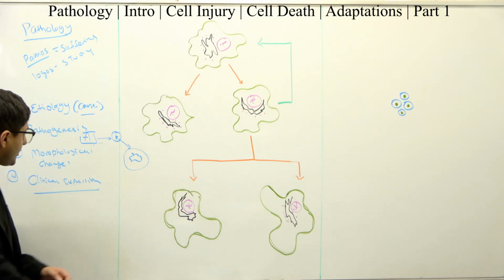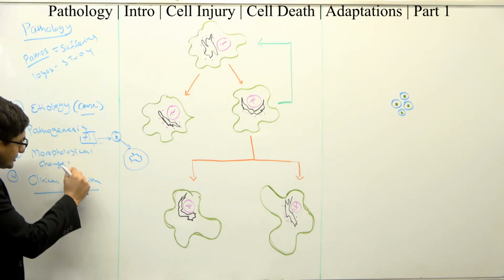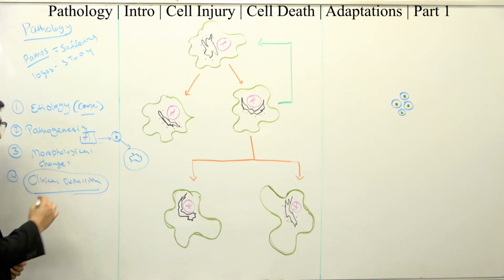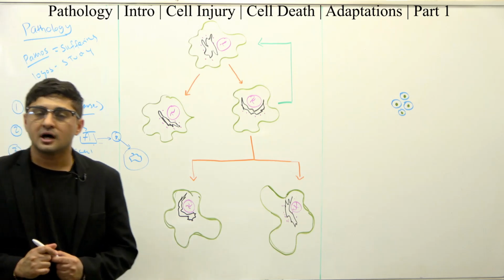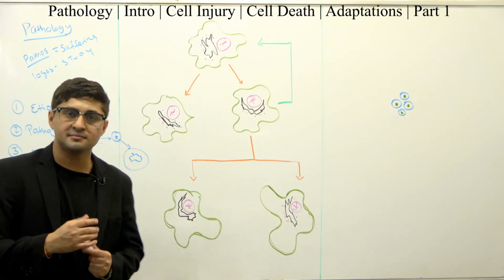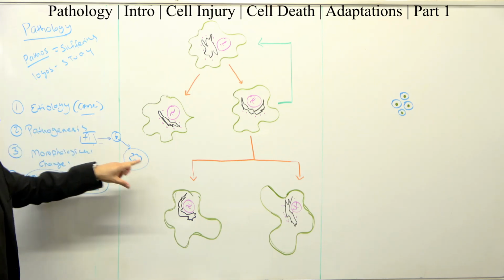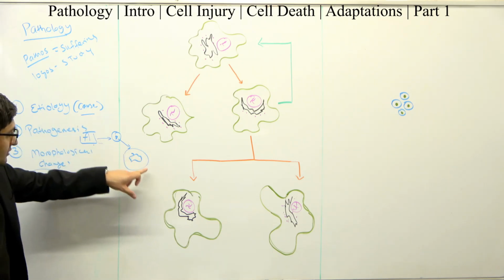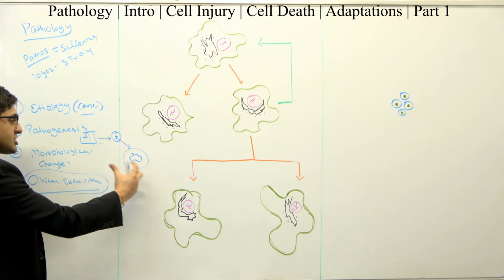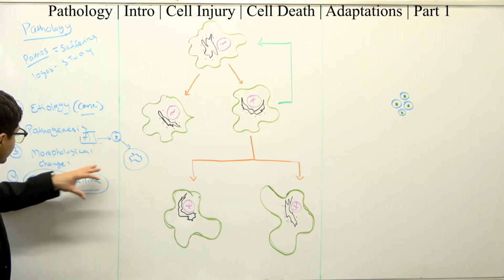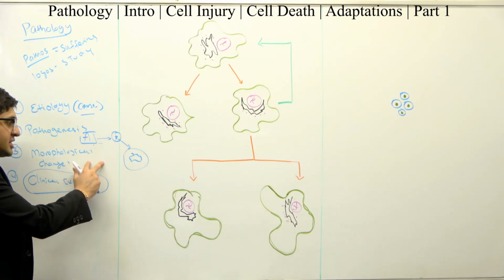Once you have these morphological changes, you also get something called the clinical expression. What does this mean? Clinical expression basically means that for this disease, of course, there is a sequence of events that took place, and then after that, what is the shape, what is the color, what is the form, is it hard? That all comes under morphological changes.